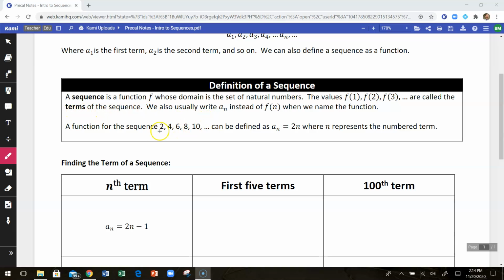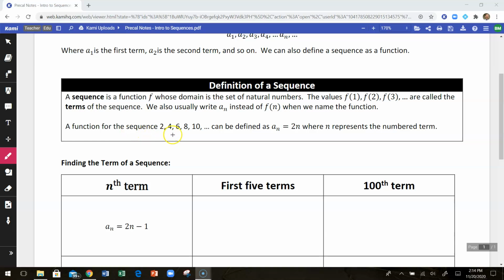The terms of a sequence are, if I want to know what the third term is, I want to look for the third number in the sequence. And then we are going to start to write formulas for them, or be able to find the terms given the formula for the sequence. Okay, so here's an example.